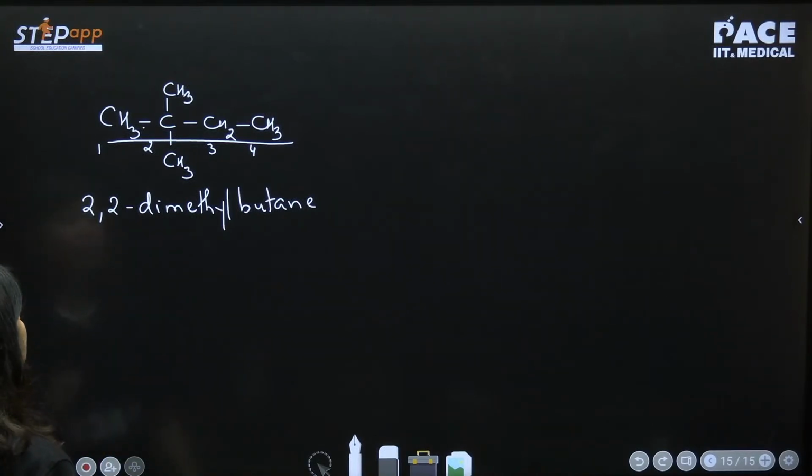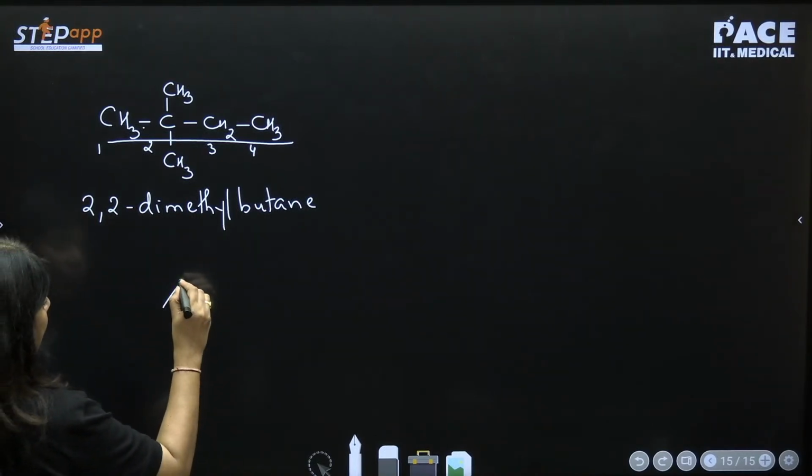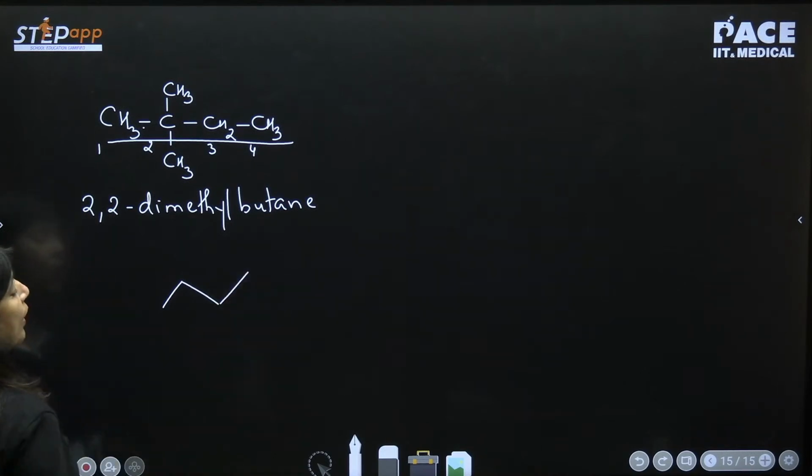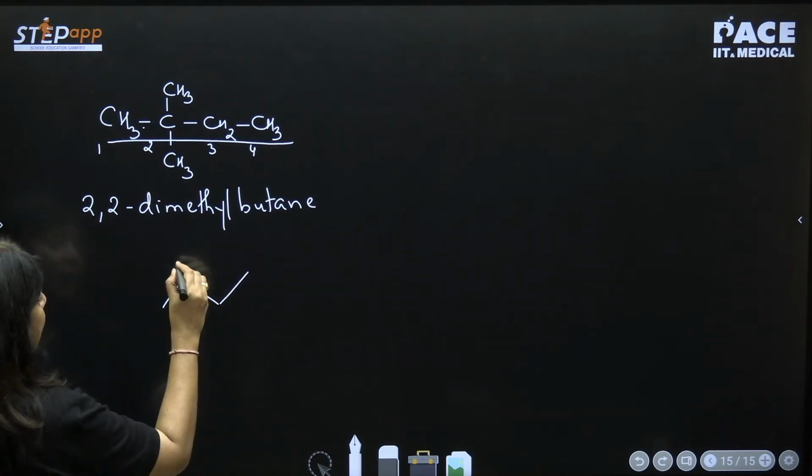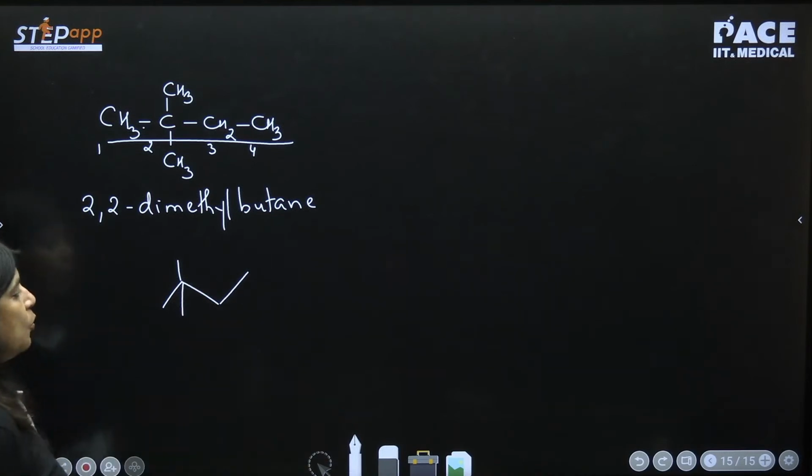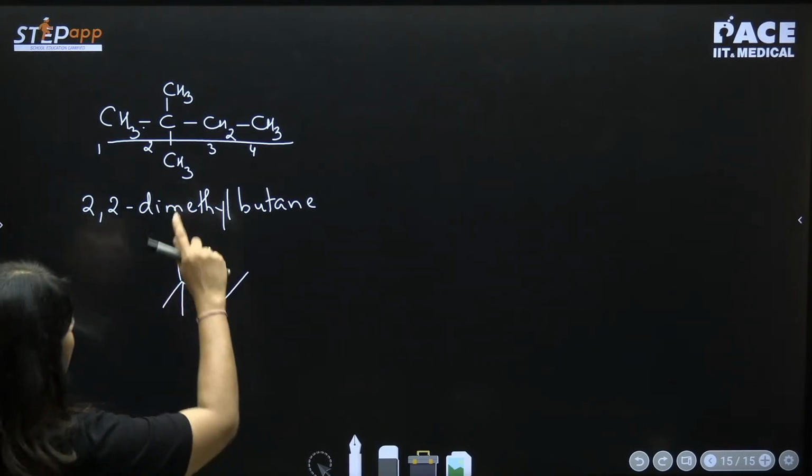Again the bond line for this: there are 4 carbon, and the second carbon has 2 methyl groups. So 2,2-dimethyl butane. This shows the bond line for the compound.